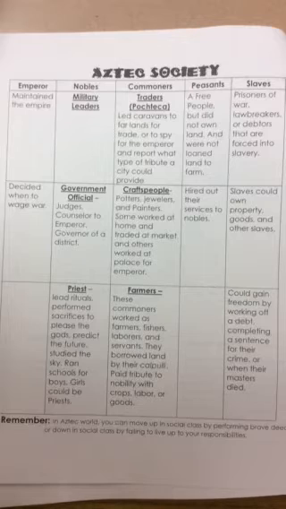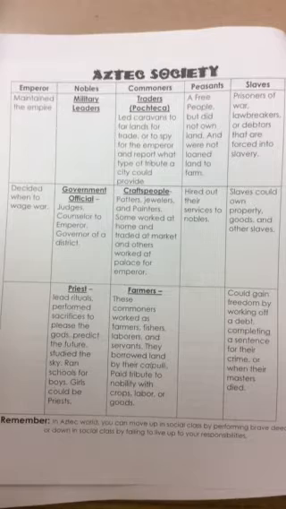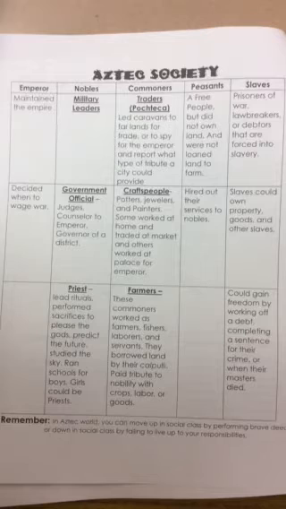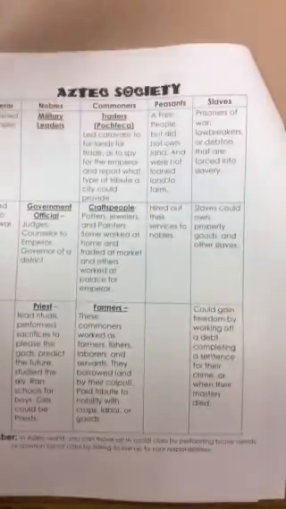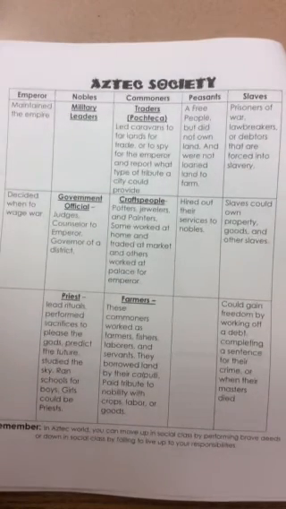Slaves were prisoners of war, lawbreakers, debtors that are forced into slavery. Slaves could own property, goods, and other slaves. Which is kind of funny, and we'll talk about that in class a little bit more. You could gain freedom by working off your debt, completing a sentence for your crime, or when your masters died. Okay, so those are the levels of society in Aztec society, but we'll talk about that a little bit more in detail.